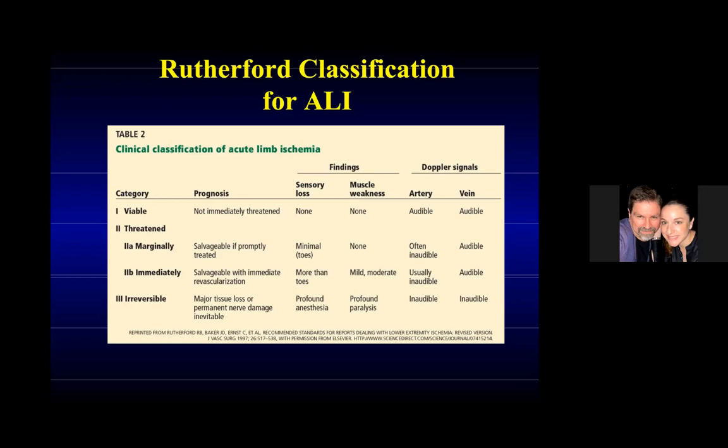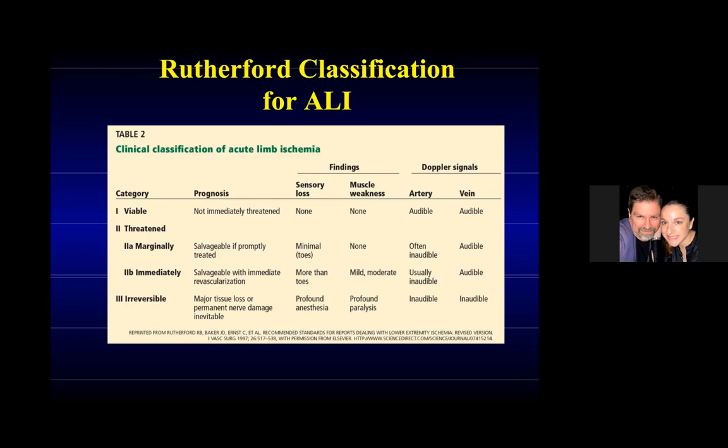So category 2, now we're coming into a threatened limb, okay? And there's a category 2A and a 2B. 2A is marginal, so salvageable if promptly treated. All right, this is a limb that you're going to get kudos if you find this for your attending while you're on call, because you're going to be able to save this patient's leg, okay?